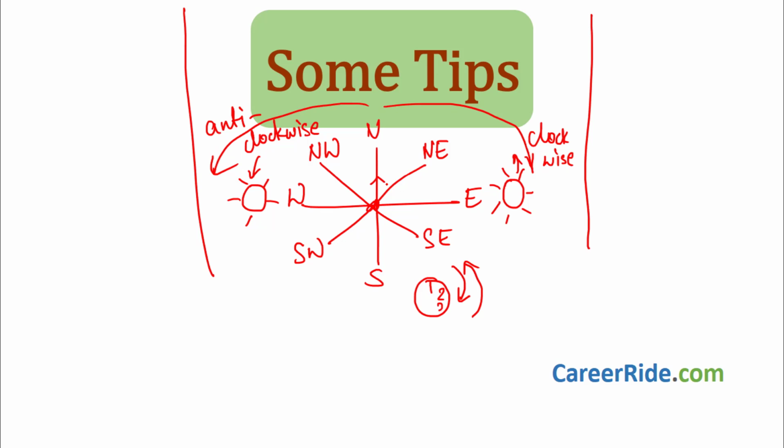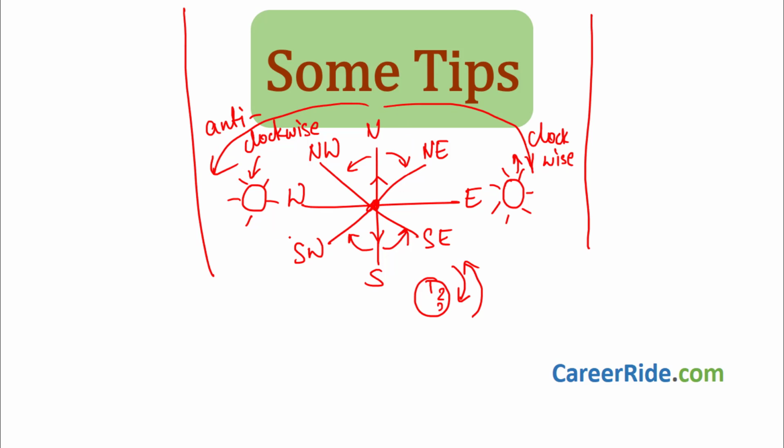Say you are facing north and you want to go clockwise, you will go like this. If you want to go anti-clockwise, you will go like this. Say you are facing south and you want to go clockwise, then the clock moves like this, so you will go like this, same as this. And if you want to go anti-clockwise, the clock moves like this, so you will go like this, same. So clockwise and anti-clockwise do not depend on which direction you are facing. You can face in any direction, clockwise and anti-clockwise will be the same. Clockwise means moving through the right, anti-clockwise means moving through the left.